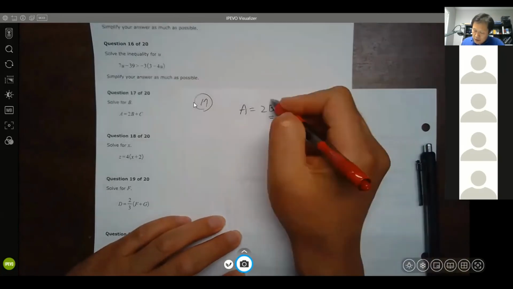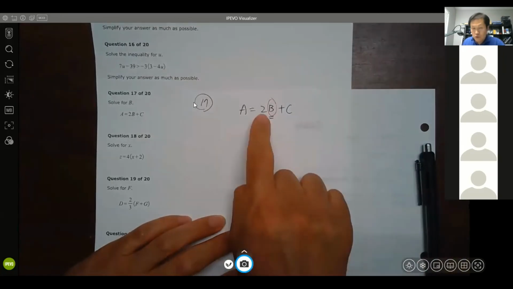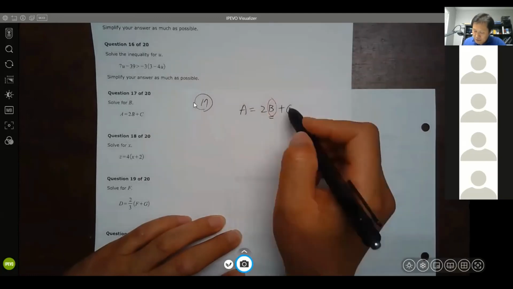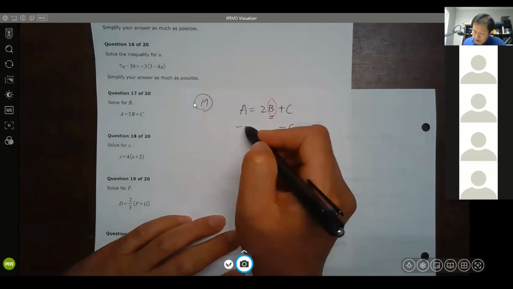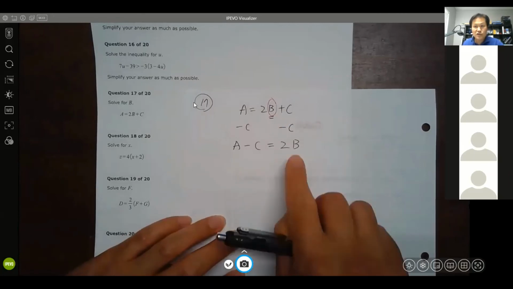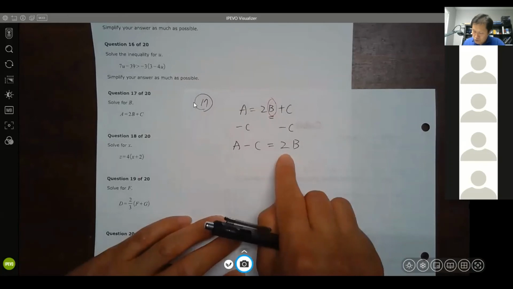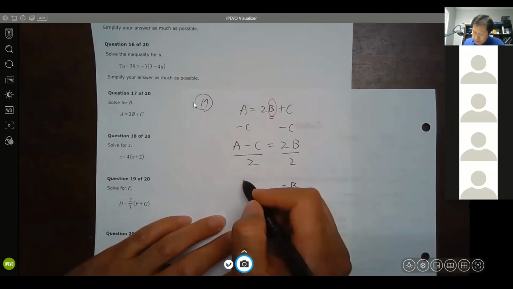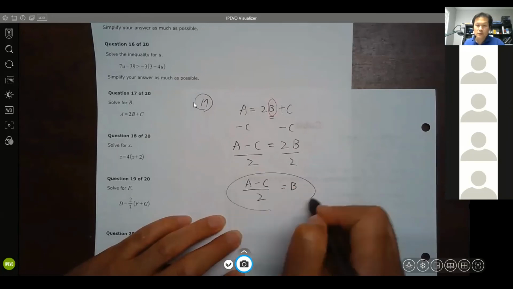So what does that mean? You want to get rid of c from the right hand side. Deal with the c first. Minus c, minus c. A minus c equals 2b. Solving for b, you want the 2 to disappear from the right hand side. Divide by 2, divide by 2. So b equals a minus c over 2. All done.